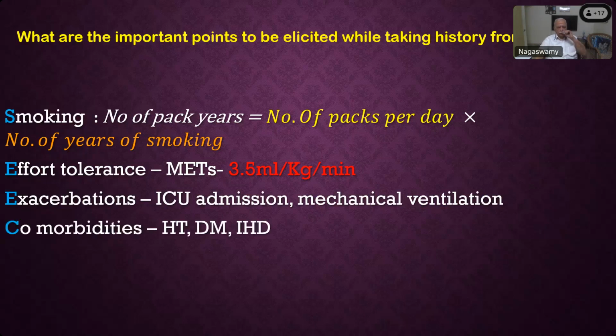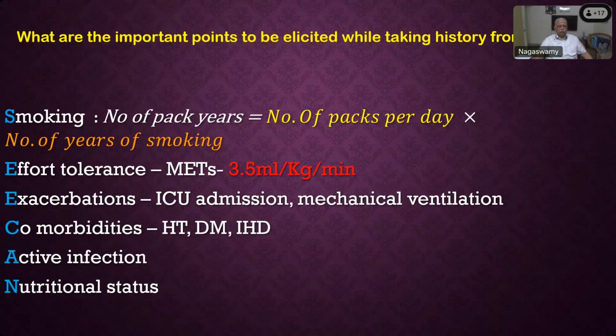Ask whether he has any comorbidities like hypertension, diabetes, or ischemic heart disease, and whether at present the patient has any active infection, fever, cough, or sputum production, and what the nutritional status is. Patients with COPD lose their appetite over a period of time because of repeated respiratory infections and hypoxemia. So their intake goes on decreasing and they become undernourished, and that leads to loss of immunity, and the whole process becomes a vicious cycle.